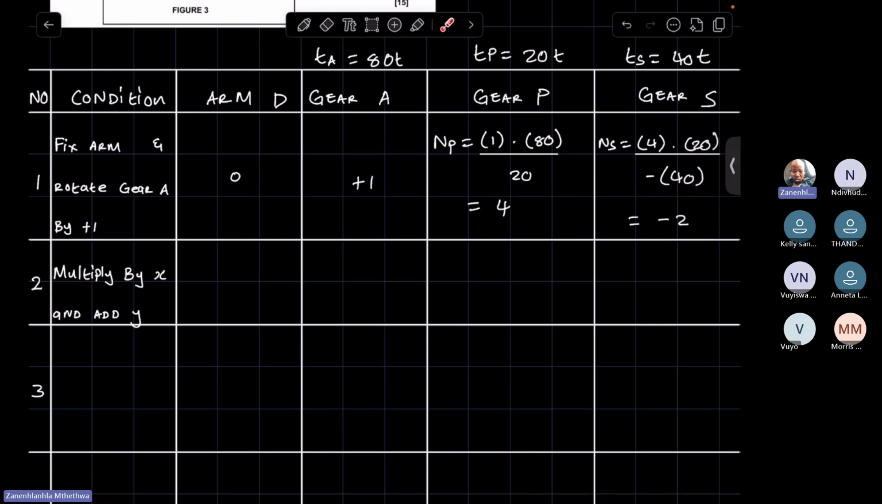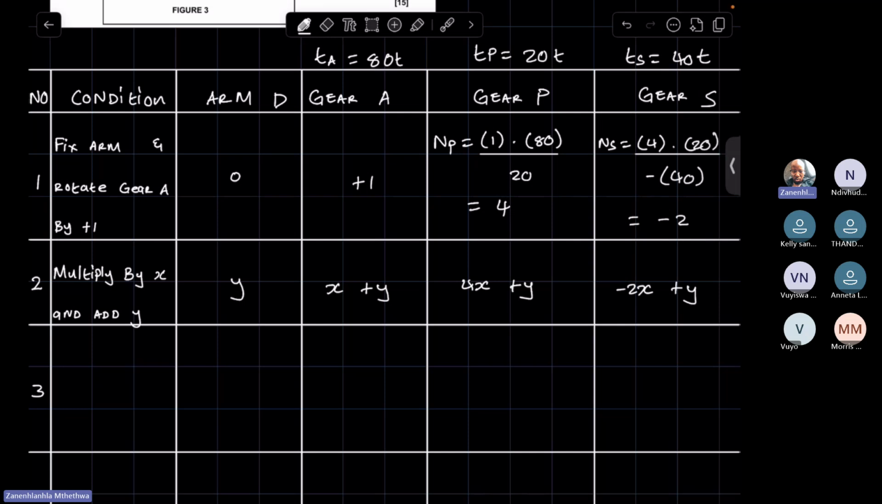So x times 0 is equal to 0. Then you add y. So that means that's equal to y. So x times 1 is x. Then you add y. X times 4 is 4x. Then you add y. X times -2 is -2x. Then you add y. Second condition complete.